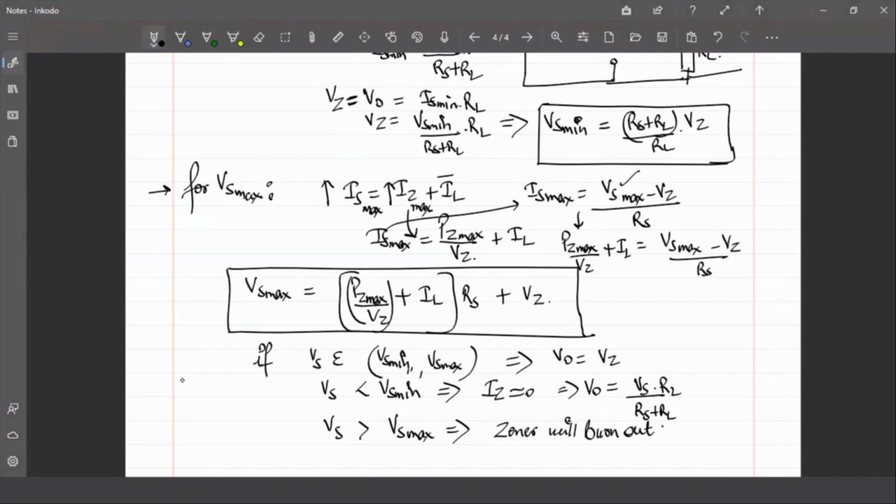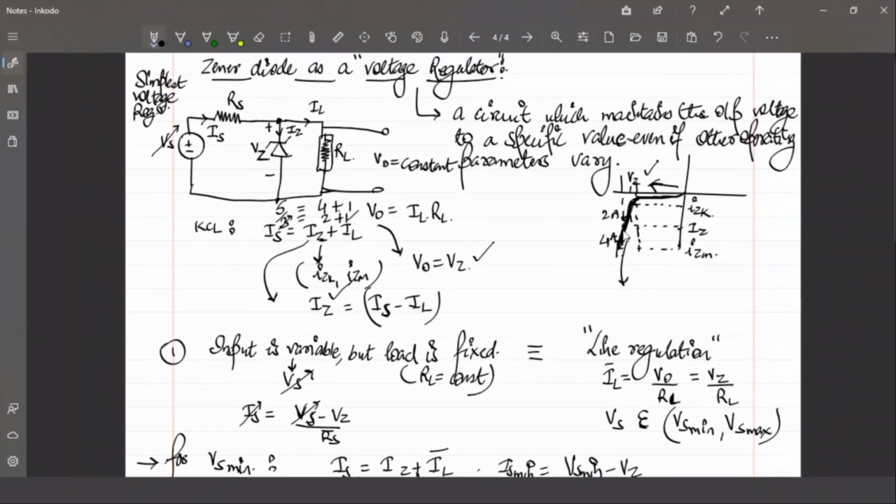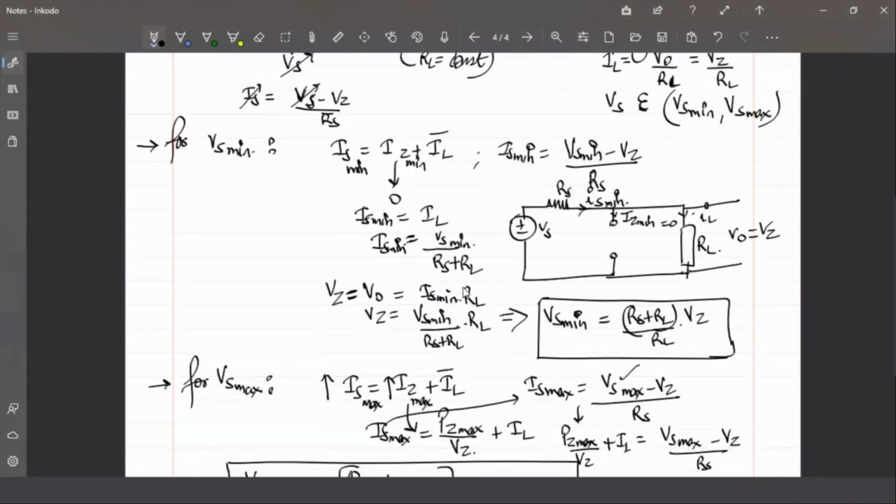Carrying more current than its rated value, the Zener will actually burn out. So always remember that the Zener diode's operating point has to remain within this minimum value Izk and Iz max. Here we have considered the Iz minimum value to be negligible or 0 because it's very small. Between 0 and Iz maximum, if we keep this range and design a circuit, then we'll be able to get a proper regulation.